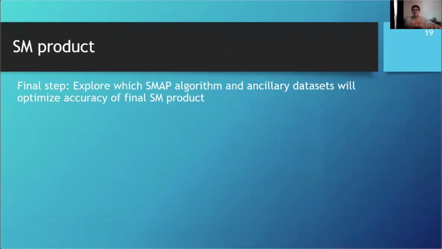Finally, the title of this presentation mentions a soil moisture product, but so far I've only discussed the brightness temperature algorithm. After the brightness temperature algorithm is finalized, sometime in the future, we will explore which SNAP algorithm and which ancillary data sets will optimize the accuracy of the final soil moisture product.